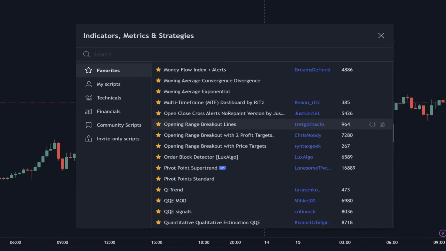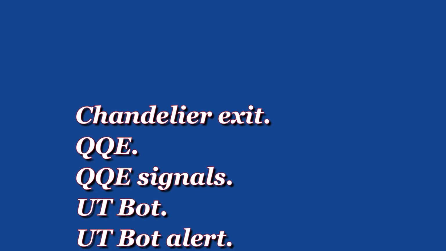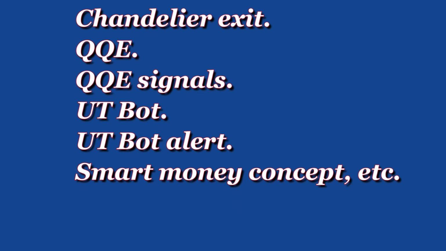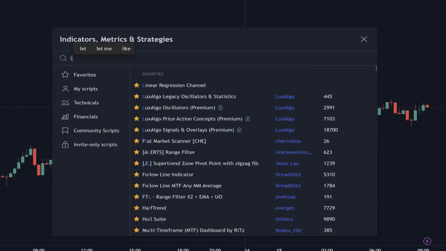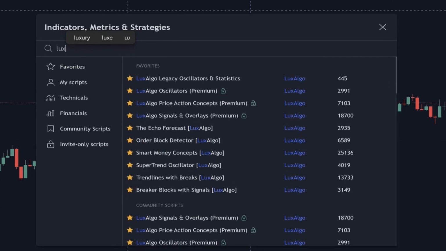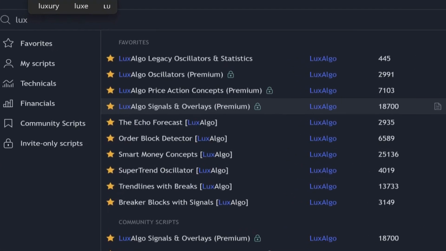I will be showing you many of the popular free indicators, for example, Chandelier Exit, QQE, QQE signals, UT Bot, UT Bot Alert, SMC, the Smart Money Concept, etc. And we'll also backtest the most popular paid premium indicators, like LuxAlgo premium indicators, and the rest of them.